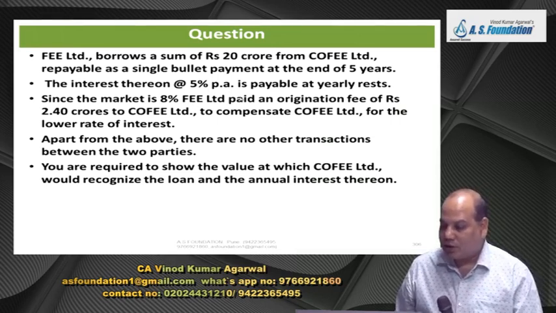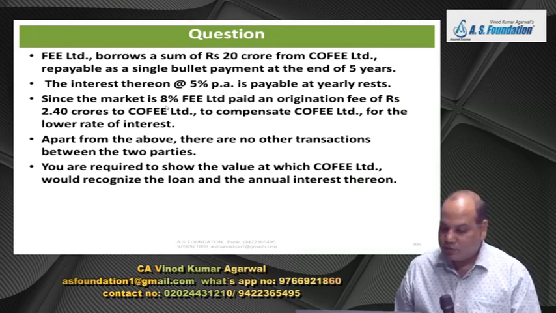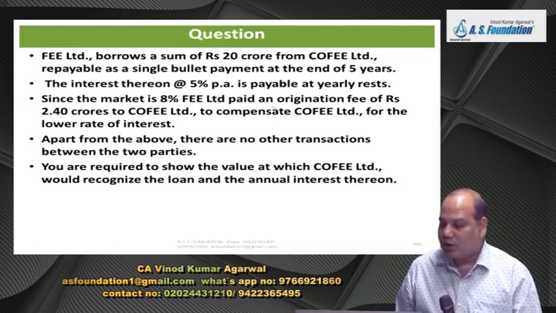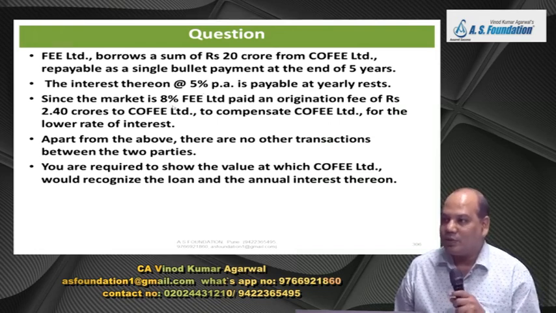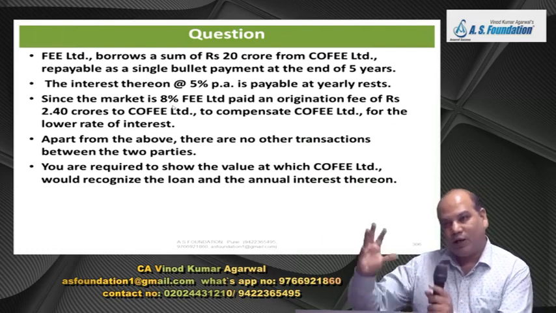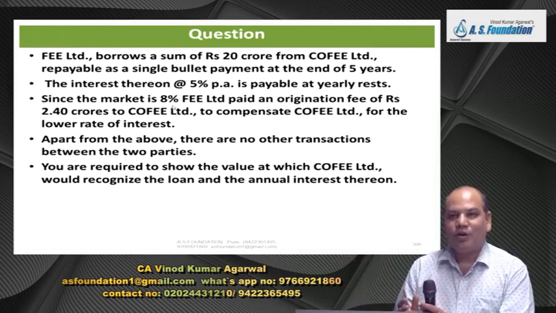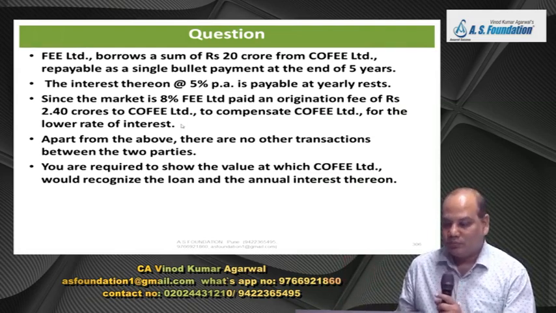So what this other party is doing is compensating for the difference. Since the market rate is 8%, Fee Limited paid an origination fee of rupees 2.4 crore. If you calculate, you will realize that is nothing but the difference between 20 crore and the present value of future cash flow discounted at 8%. So indirectly you are paying 8% only, but you are compensating the difference today in the name of origination fees.